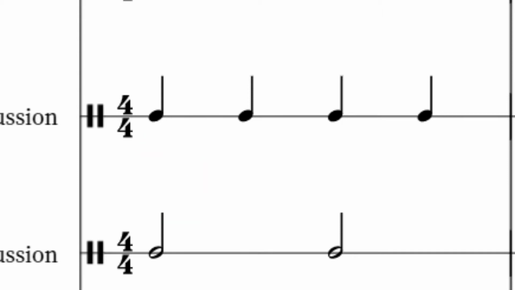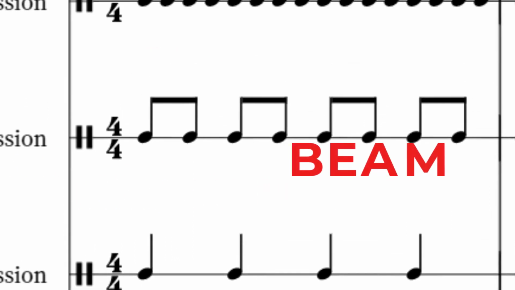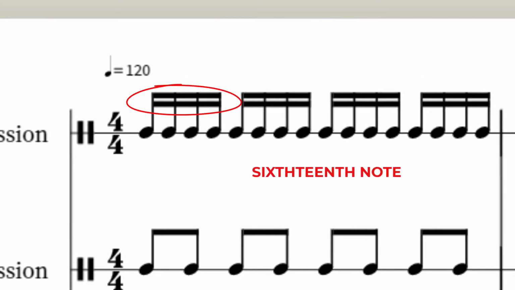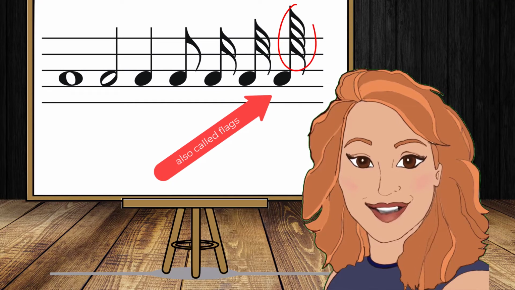Now when I split a quarter note, it becomes an 8th note. But notice what happens. The quarter note gets what we call a beam. When I add another beam, it becomes a 16th note. And the more beams I add, the shorter the notes become.